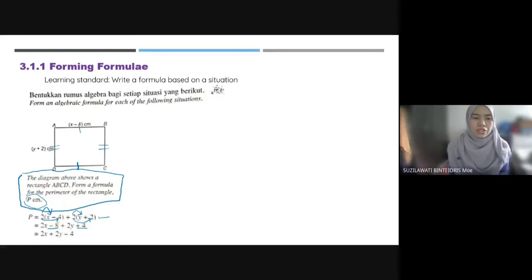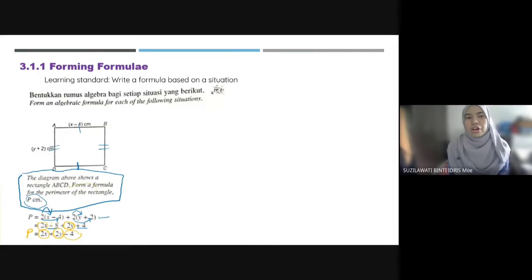There is no like term, but you can solve the numbers here. So it becomes 2x plus 2y minus 4, since negative 8 plus 4 equal negative 4. The others you just copy again, because there is no like term to solve. 2x plus 2y minus 4. So the final algebraic formula here is P equal 2x plus 2y minus 4. That is the algebraic formula for this situation. Is it clear? Do you have any question?